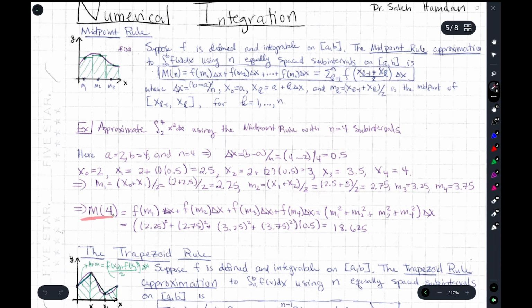And M4, the approximation of our definite integral above, using 4 subintervals, we will have these terms to sum, the areas of each of the rectangles. f(m3), for example, is m3 squared because f is equal to x squared. And then we just input all of the results that we have above, and we get that the approximate value of the definite integral using the midpoint rule is 18.625.